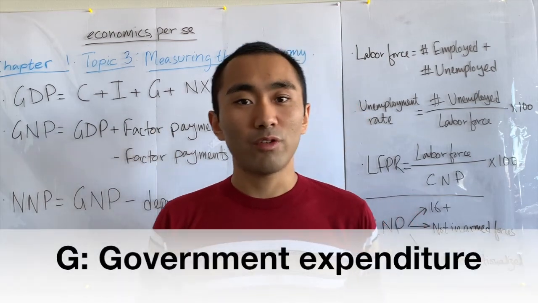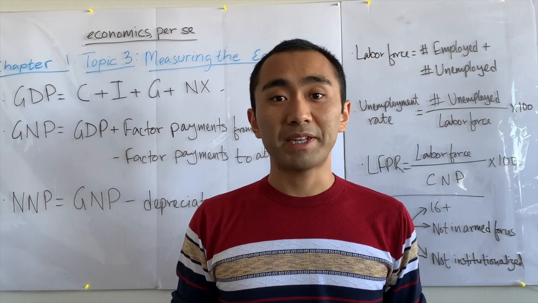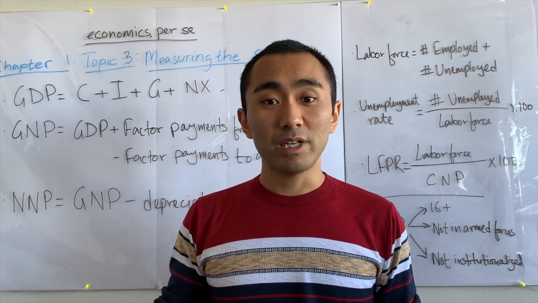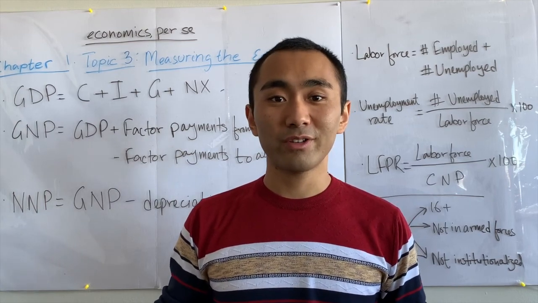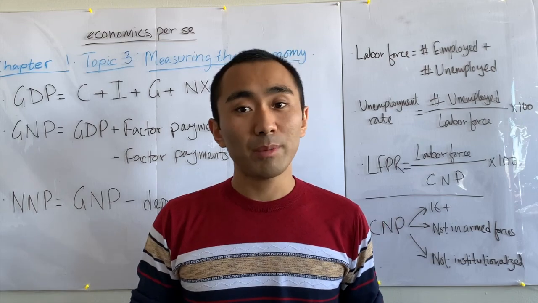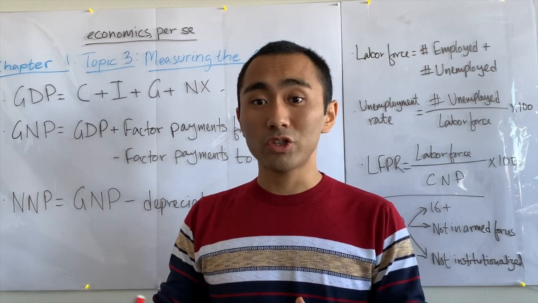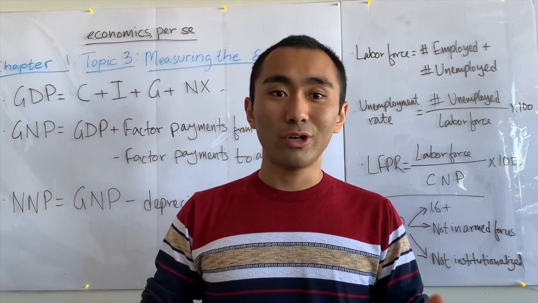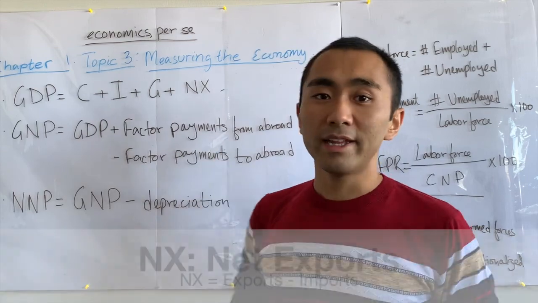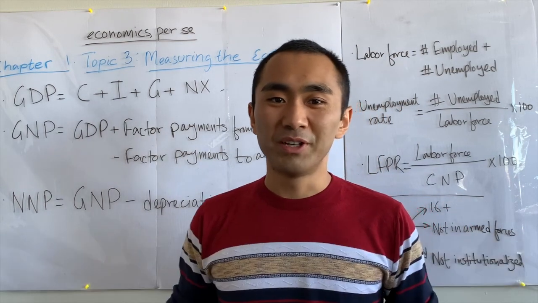G, which stands for government purchases, includes all goods and services bought and sold by the government, like construction of new roads, investment in the military, or funding for coronavirus research. However, transfer payments like welfare payments are not a part of the GDP because that is just the reallocation of existing funds and not in exchange of goods and services. Now, lastly, NX, net exports, is the difference between exports and imports.